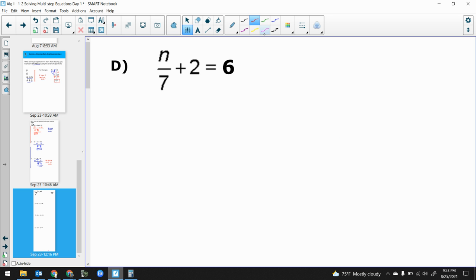Next problem here. n over 7 plus 2 is 6. All right, so again, get the addition and subtraction out of the way. So I've got to remove this addition first. To undo it, I subtract. So we get n over 7.